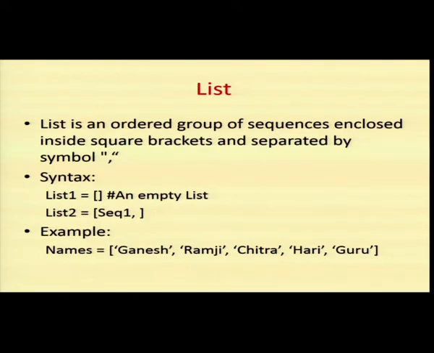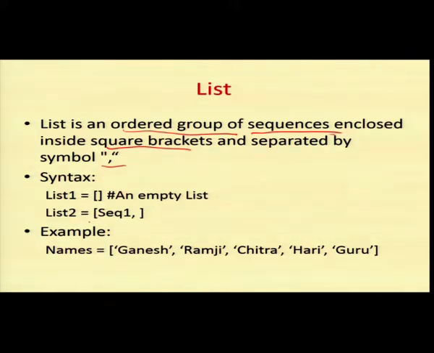Now, the first topic of the session is the list. What is a list? A list is an ordered group of sequences enclosed inside square brackets and separated by the symbol comma. Here in the list, it is an ordered group. My dear viewers, kindly make a note of it. It is an ordered group of sequences enclosed inside square brackets and separated by the symbol comma.